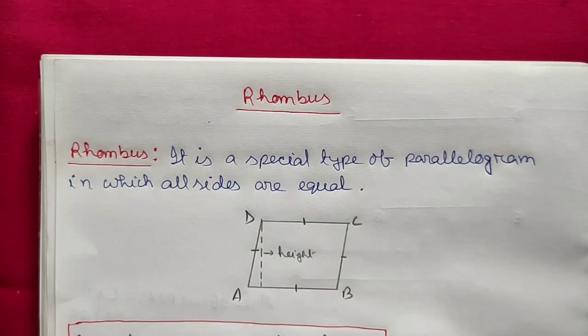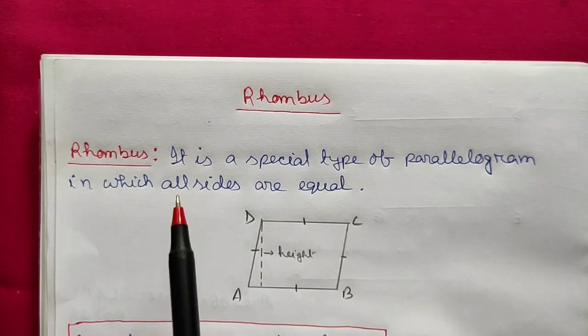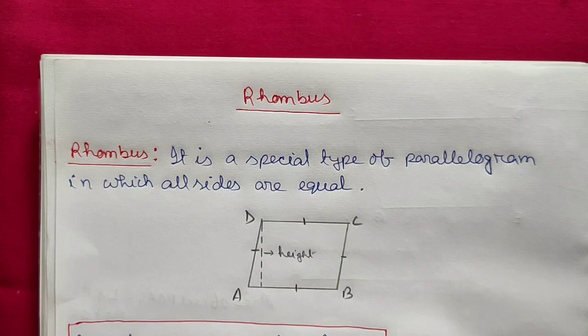So now let's come to our next shape. Now next is the rhombus. So what is a rhombus? A rhombus is a parallelogram in which all the sides are equal. Like a square, but in a square all angles are 90 degrees, while in a rhombus we don't have all the angles as 90 degrees. A rhombus is also a special type of parallelogram in which all the sides are equal.